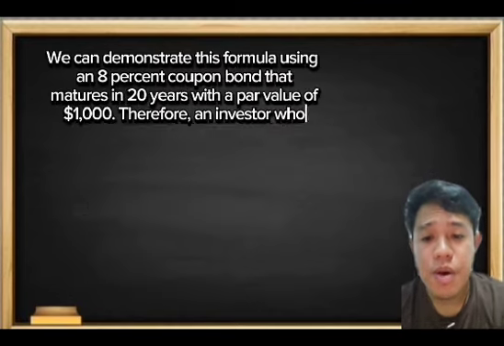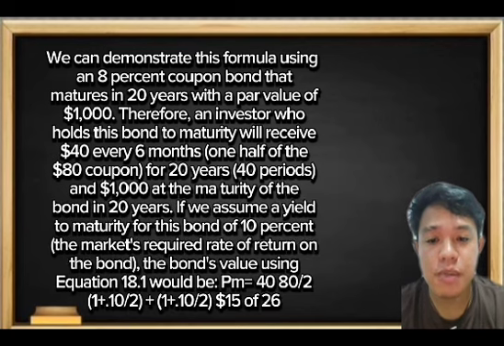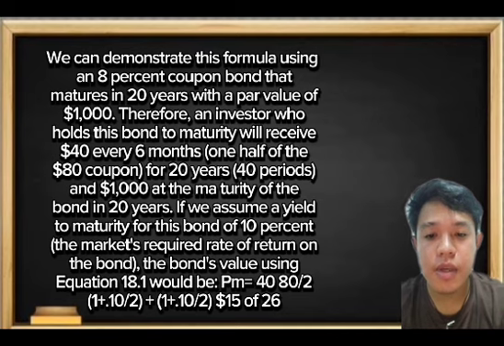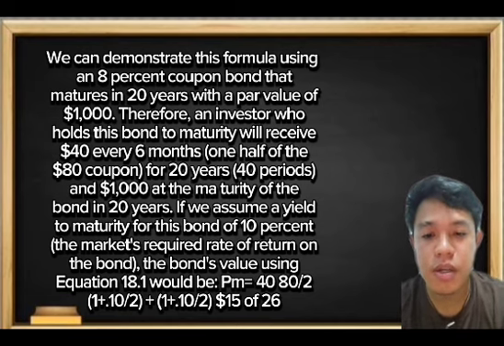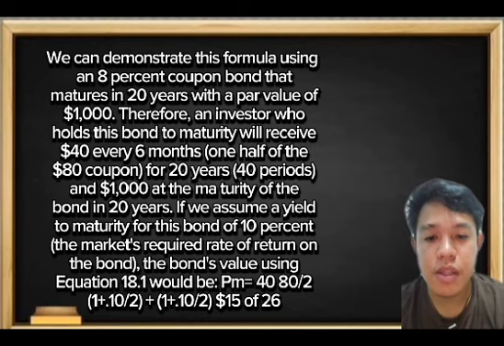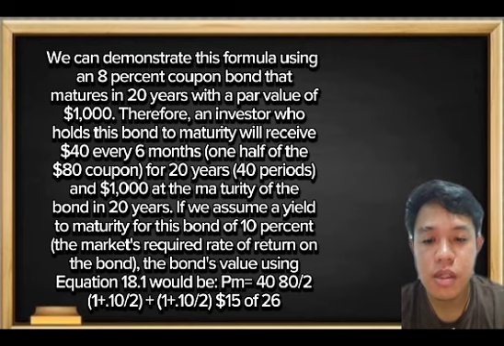We can demonstrate this formula using an 8% coupon bond that matures in 20 years with a par value of US$1,000. Therefore, an investor who holds this bond to maturity will receive US$40 every 6 months, one half of the US$80 coupon, for 20 years, or 40 periods, and the US$1,000 at the maturity of the bond in 20 years.